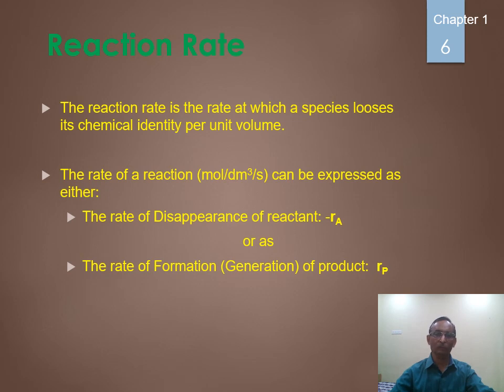If it is the formation or generation of the product P, then plus RP. P and A are the species of the particular product and reactant. A is the species of your reactant, P is the species of your product. So you have to remember the plus and minus. If it is disappearing, you specifically have to mention the minus symbol. So this indicates the disappearance of the reactant A. If you have plus RP, it means there is a formation of the product: rate of formation, rate of generation of the product, that is RP. This way you define the reaction rate.